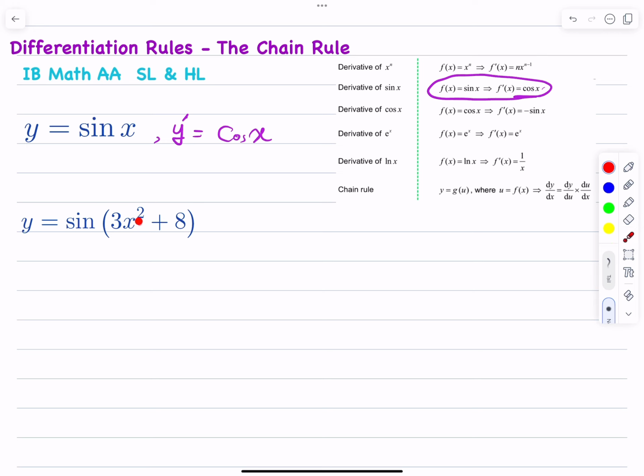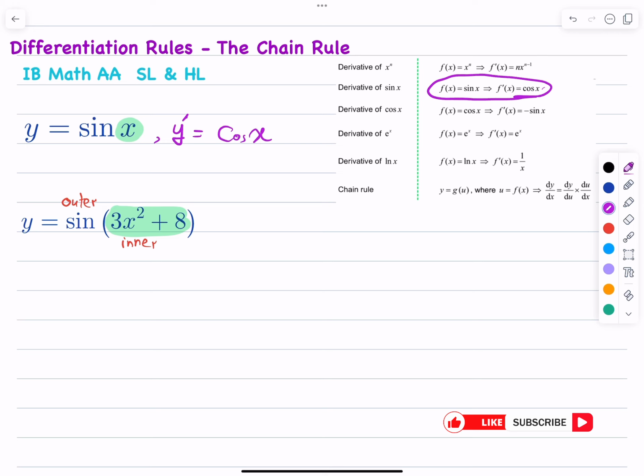But in the second example, as you see, it's not as simple as the first one. Here, the inside or the inner function is just x. But here we have 3x squared plus 8. So it's like we have an inner function inside another function. Let's call this sine the outer function. So generally, when we don't have only x inside like this, then we use the chain rule and we consider this to be the inner function.